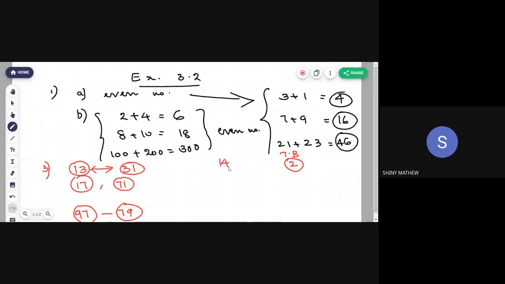14, is it a prime number? All even numbers are not prime. 15 and 95, 57, 7 and 75. 75, is it a prime number? You listen and you say.